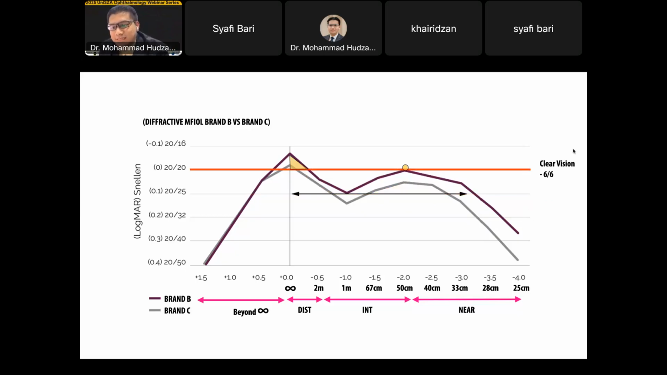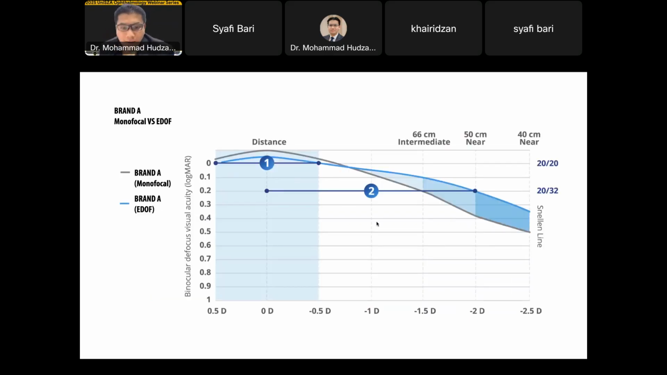But let's say we decide that clear vision is 6/6. Brand B will provide good vision at distance and just good vision at 50 cm. The other visions are lower than 6/6. And if we compare, brand C can only provide good vision at distance only. So it behaves as if it is a monofocal lens, if we really decide that the clear vision is 6/6. Okay.